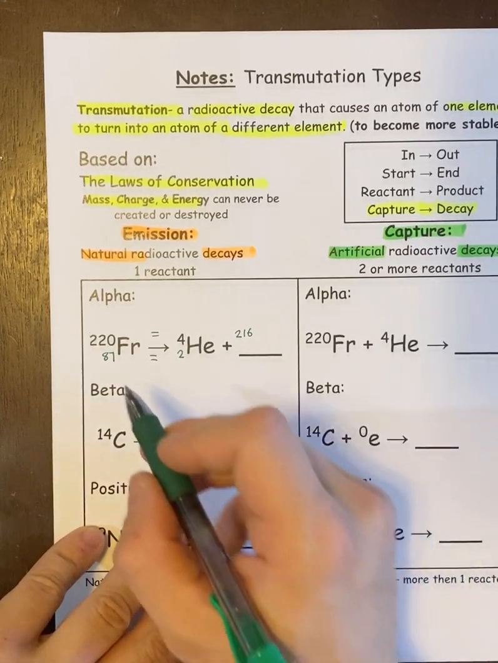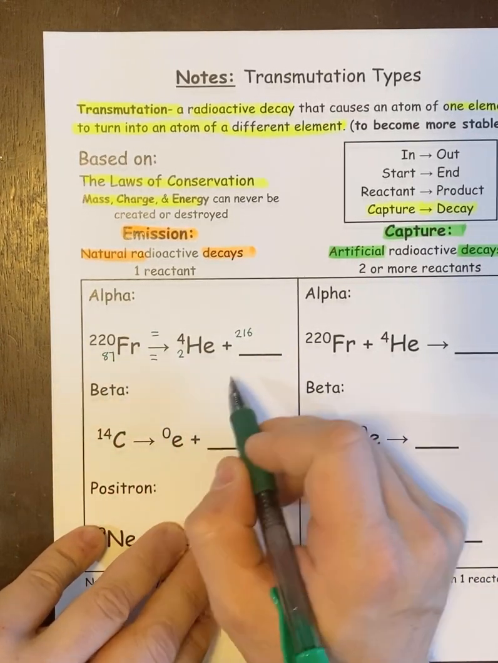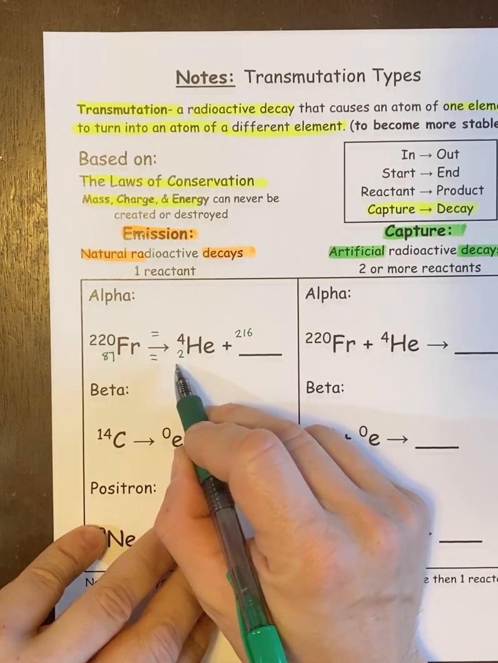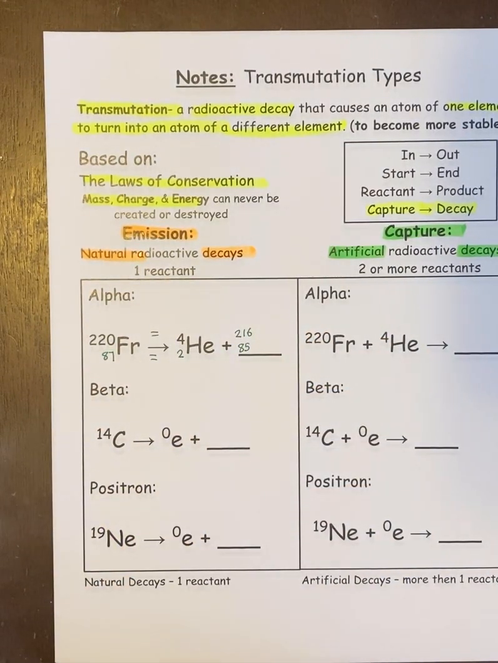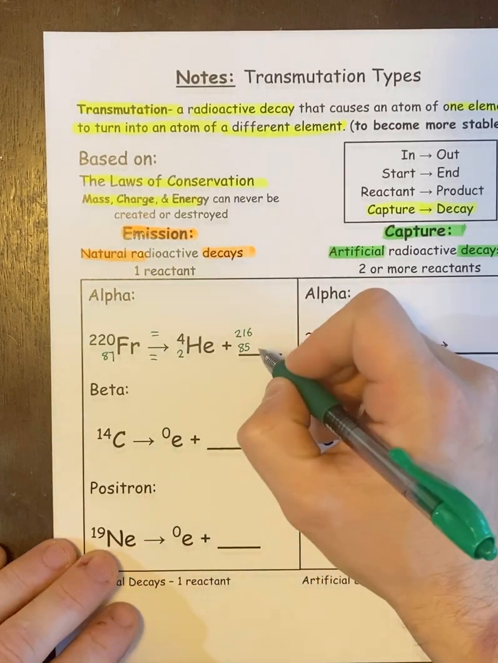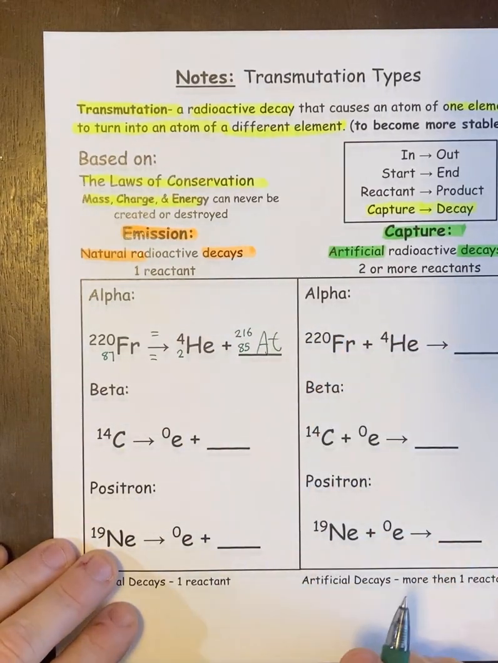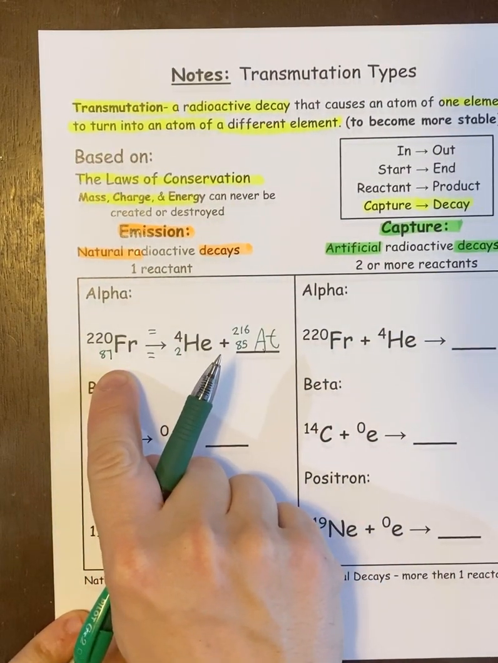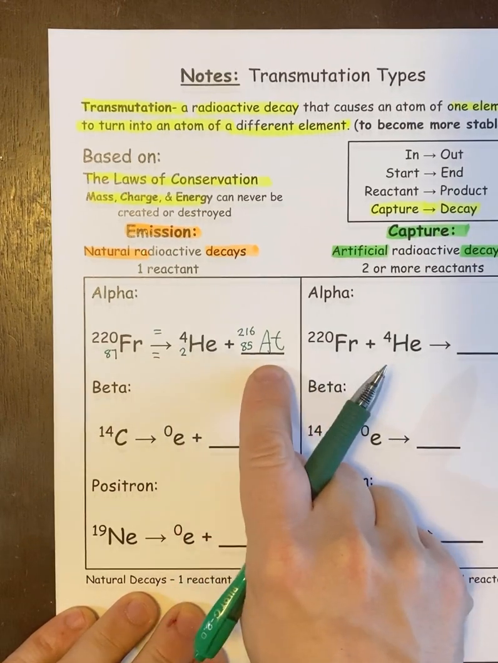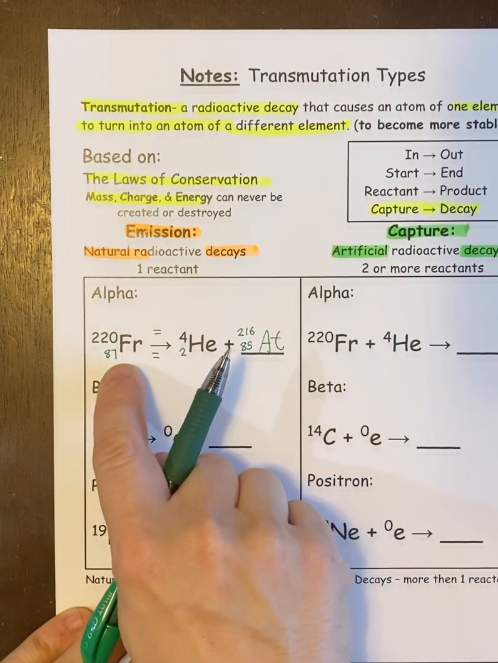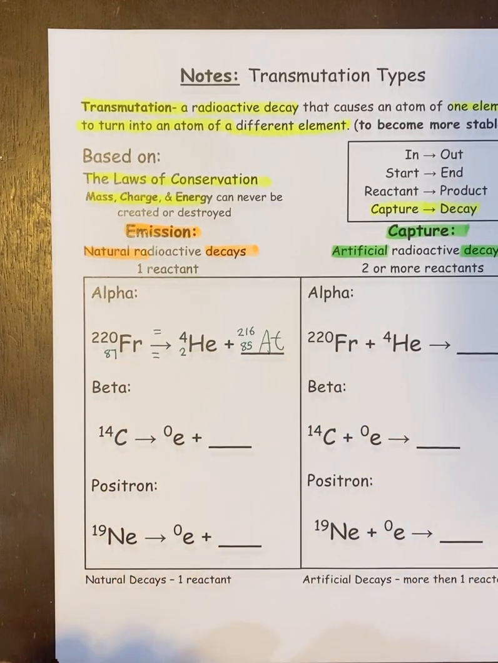Now I do the same for the bottom. 87 on the left, I'm going to have 87 on the right. 2 of them come from the helium, so the remaining 85 have to come from the new element that's formed, which is At. So this is called a transmutation because when the francium atom ejects the helium, or the alpha, it is now turning into At. Reason being is because its number of protons went from 87 to 85, so by definition, its element changed.